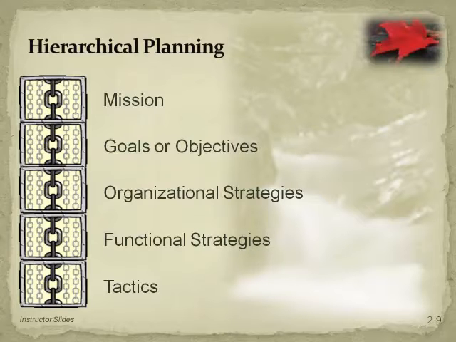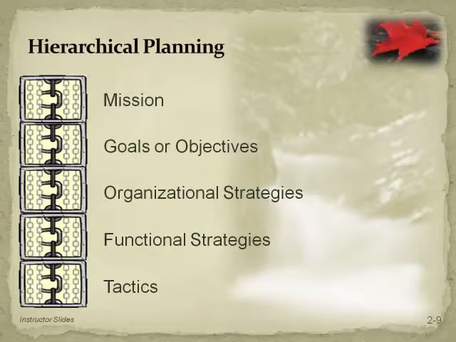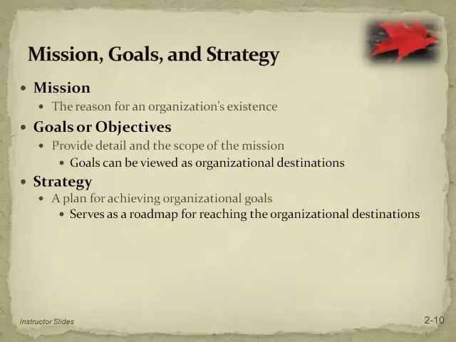And it shows that there is a linkage between each of these elements: the mission, the goals or objectives, so both of those words could be used, organizational strategies, functional strategies, and then finally tactics within those. So let's take a look at each of these levels of the hierarchical structure and talk a little bit about what they're all about. Beginning with an organizational mission.